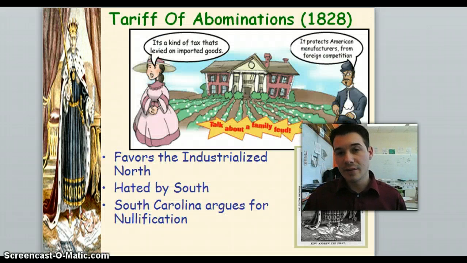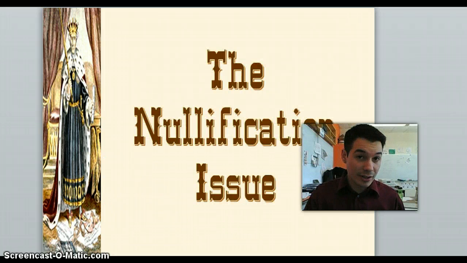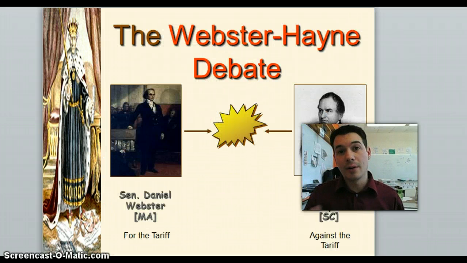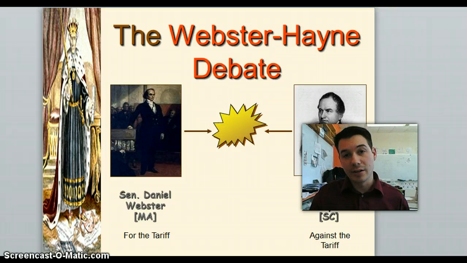So the Tariff of Abominations overall favors the industrial North. It's hated by the South. And South Carolina argues for what we call nullification. Now, this whole issue of nullification comes to a head in the Webster-Hayne debate. Senator Daniel Webster from Mass goes up against Robert Hayne from South Carolina. Again, Massachusetts being from the North, we obviously were for the tariff. It makes business go through the roof. The South was against it.